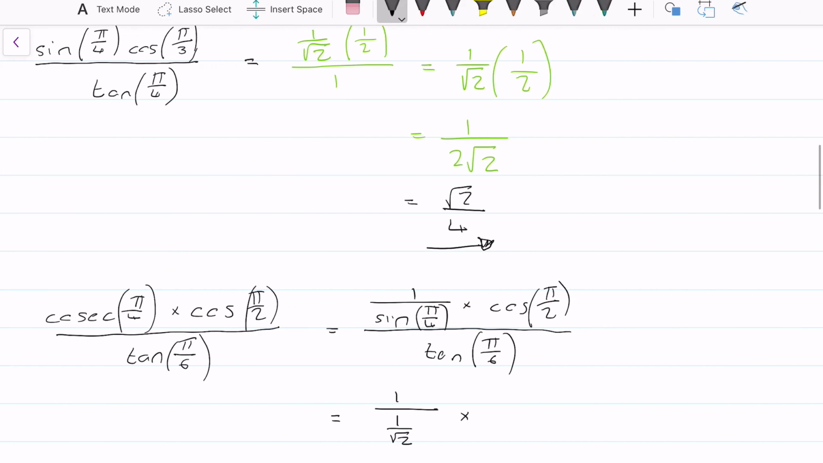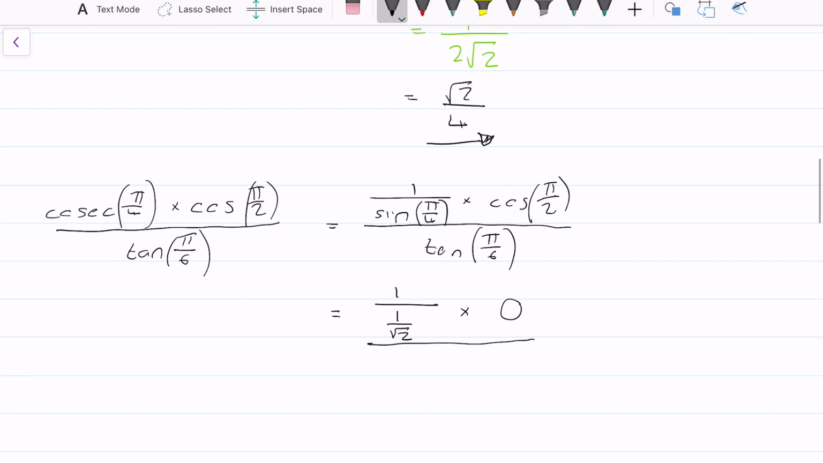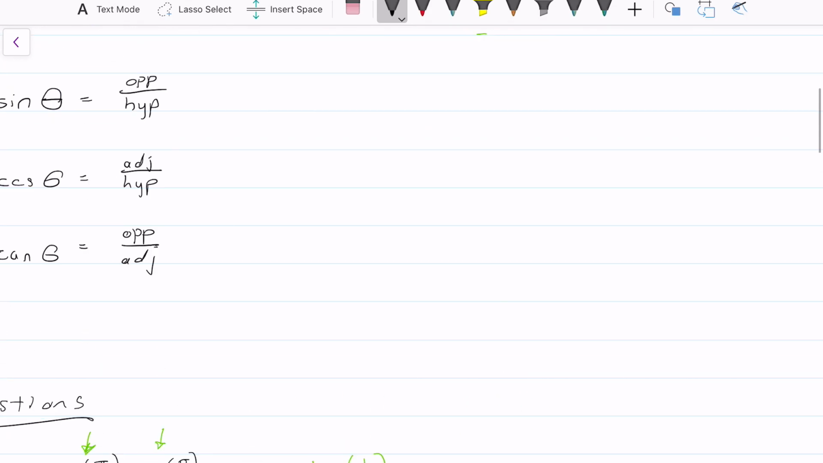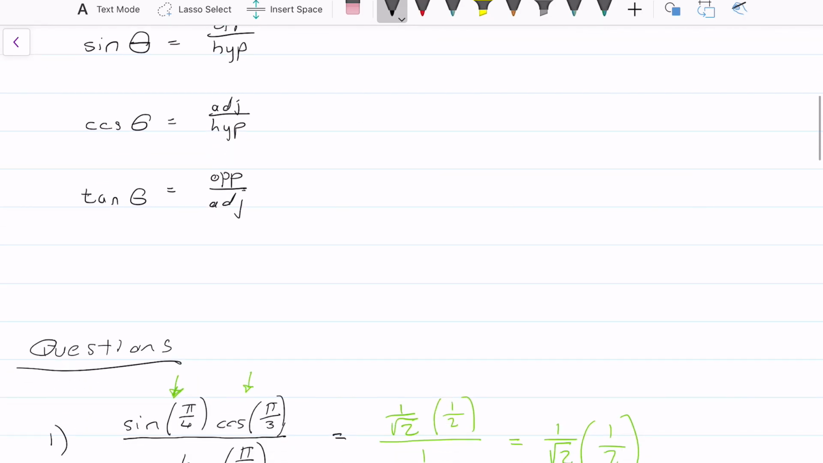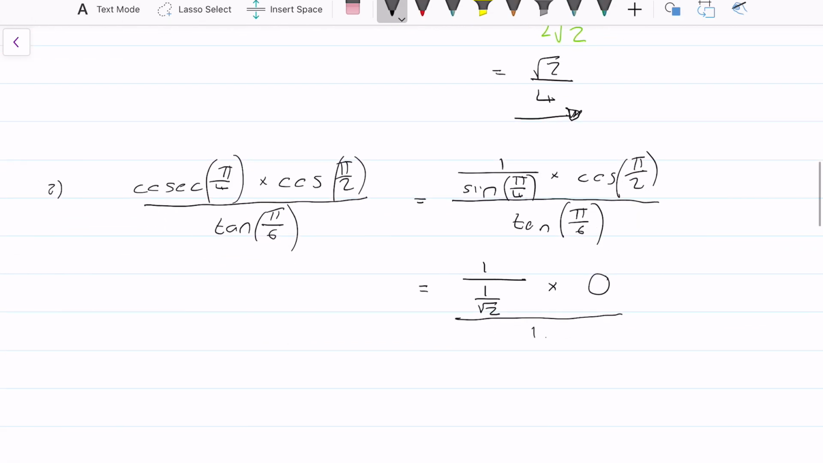So if we go back, cos of pi over 2 is 0, over tan of pi over 6. So we go find pi over 6, tan is opposite over adjacent, which is 1 over square root 3. Obviously in the numerator we have a 0, so the answer is equal to 0. But if you knew that cos pi over 2 is equal to 0, then you could have just written it as 0 from the beginning, because 0 over anything is just equal to 0.